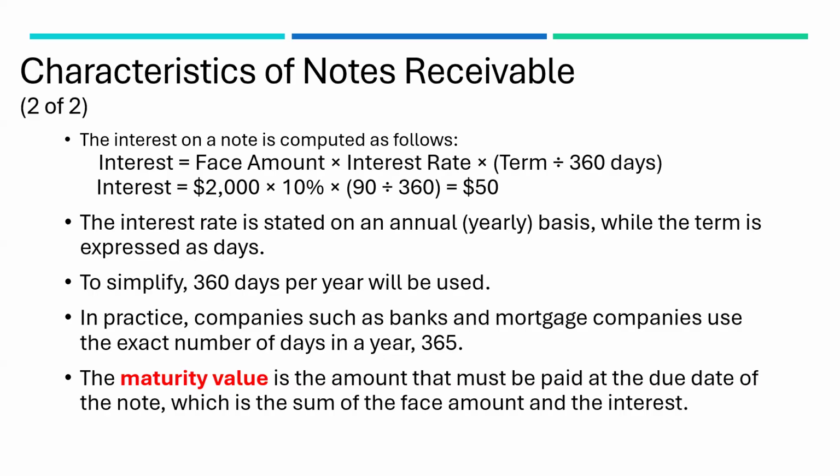It'll say how many days of the year to use, but to simplify in this problem, we're using 360 days per year. And so 90 divided by 360 is only a quarter of the year. So we only collect $50 on this note over the term of the note.